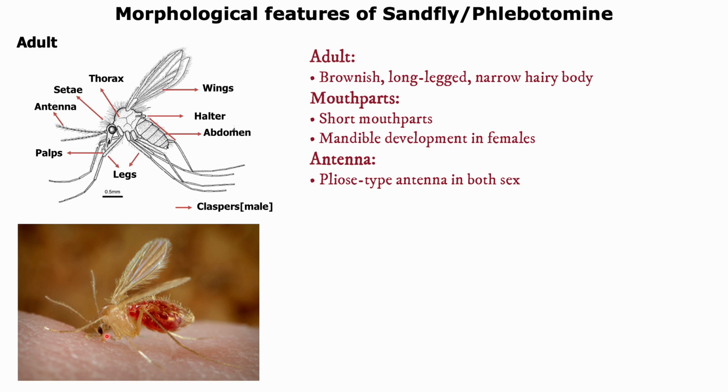We know that in most arthropods, males bear plumose type antennae and females bear pilose type antennae, but it is different in the case of sandflies. Both male and female sandflies bear pilose type antennae, and each antenna bears 16 segments, which often have a beaded appearance and are thickly covered with hairs. Using the pilose type antennae, males cannot recognize the sound of females like mosquitoes.